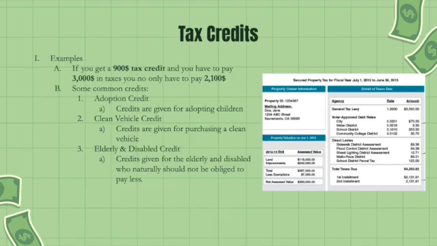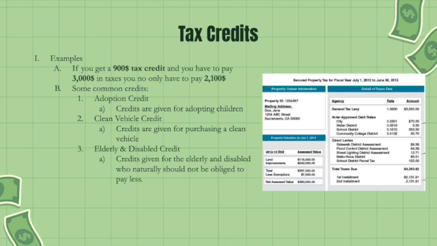And then here are some more examples. So if you have a $900 tax credit and you have to pay $3,000 in taxes, you now only have to pay $2,100, because that $900 tax credit essentially removed part of the check that you have to pay.